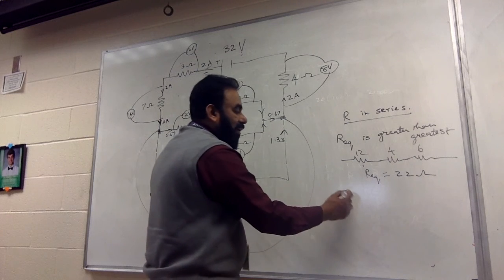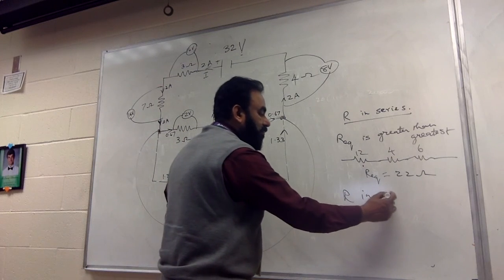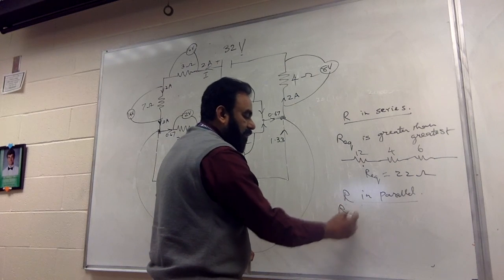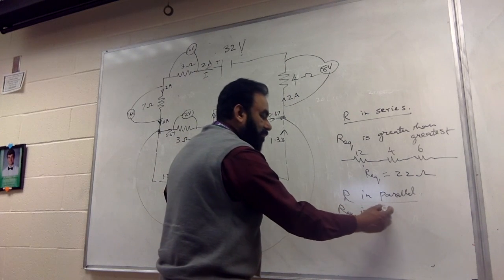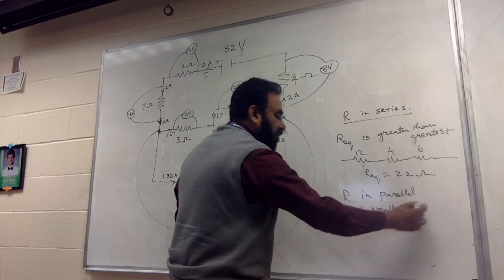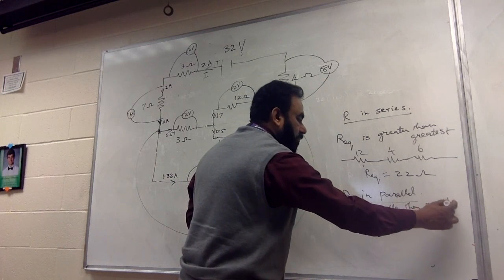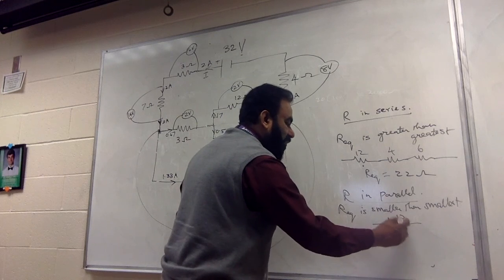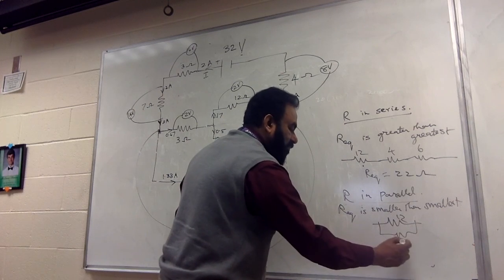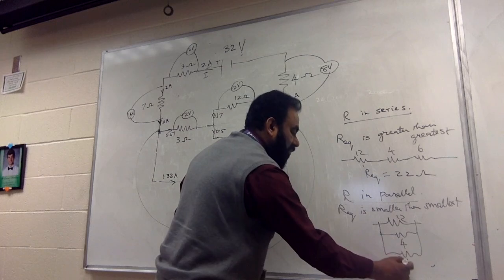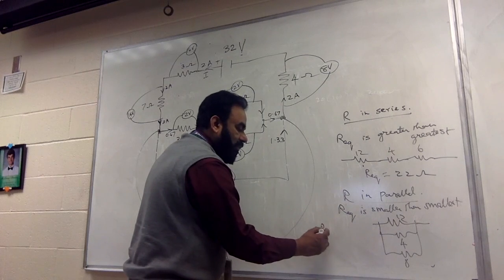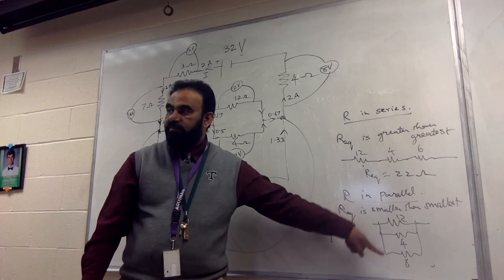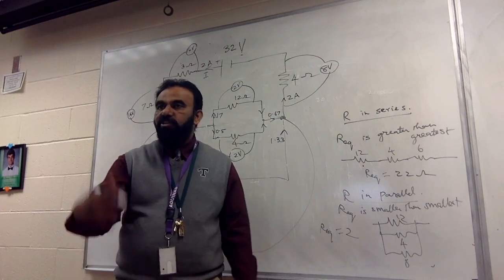Yes. Same way, for R in parallel, R equivalent is smaller than smallest. Look at it this way. What is 12 connected to 4, connected to 6? What is the equivalent resistance? Isn't 2 smaller than the smallest of these? Yeah, that's something you should understand.